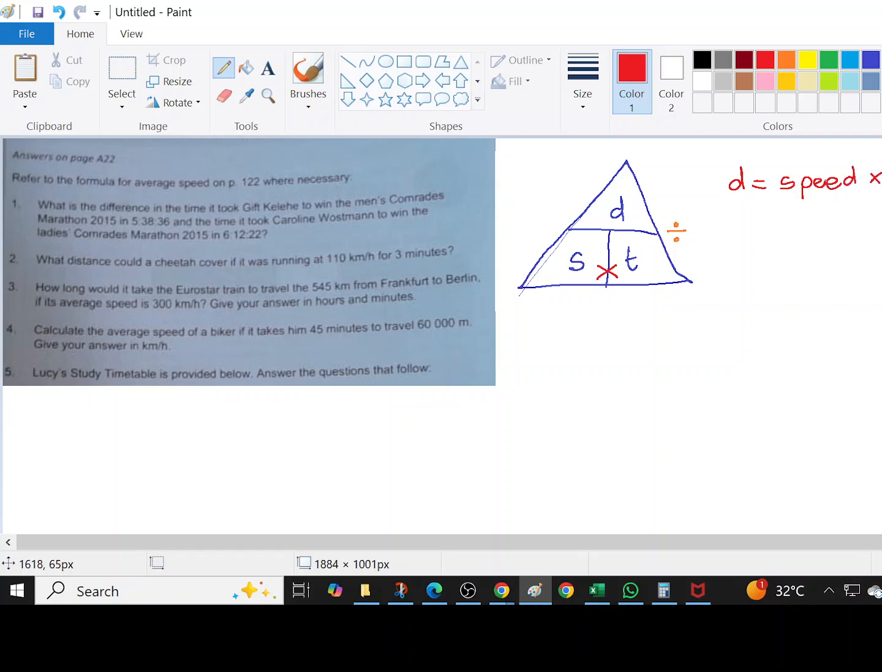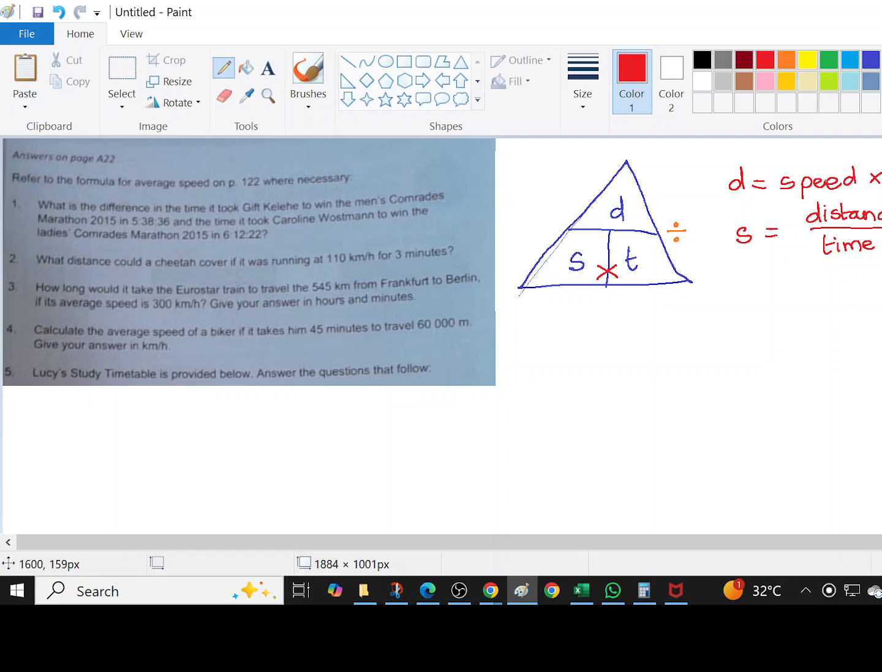Speed times time. Okay. Now the next one, we want to look at speed. So we're going to take speed out. Now what do we have? Speed is equal to what? Here's distance. Can you see the dividing thing there? Yes, miss. Distance over time. So you write it like that. Speed is equal to distance over time.